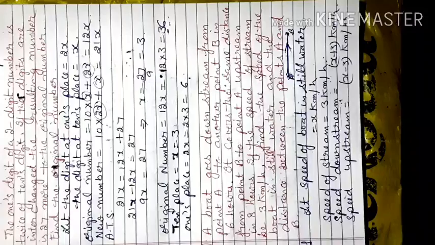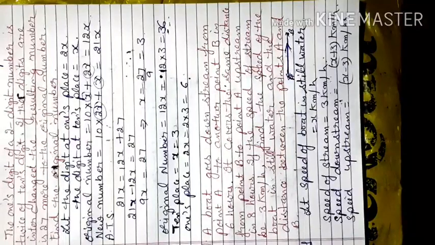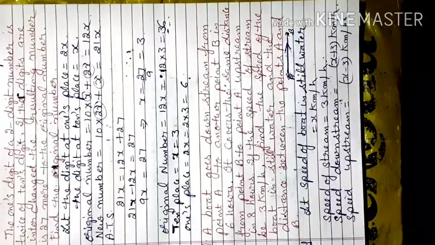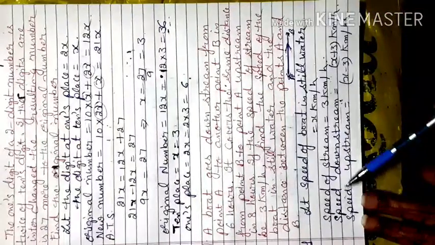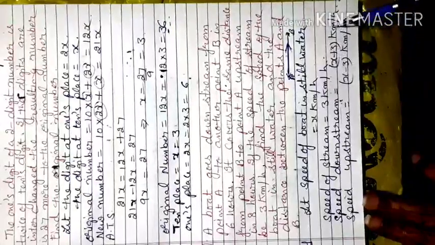Okay, but if it moves against the flow of the water, that means the boat has to make more effort to move against the flow of the water. So the speed of the stream, whatever stream is there, will be subtracted from the speed of the boat in still water. So here, if it is downstream, we'll consider x plus 3, because 3 is the speed of the stream.